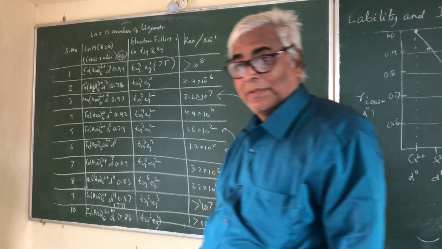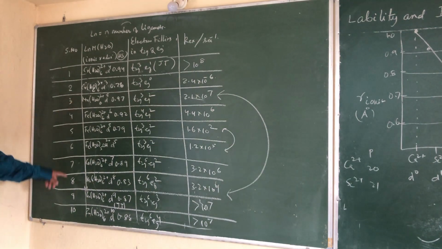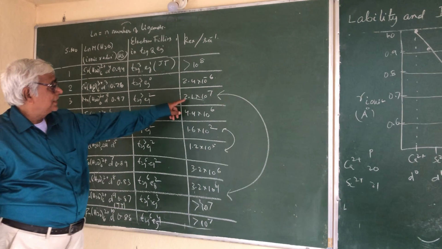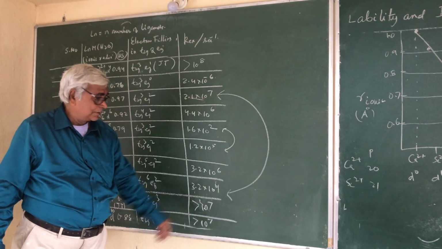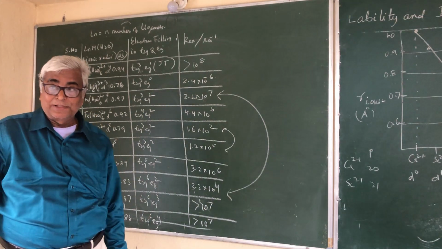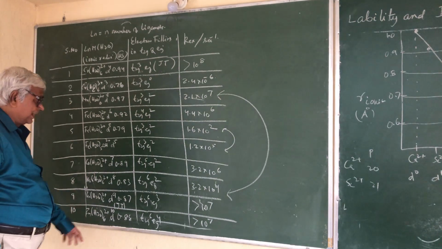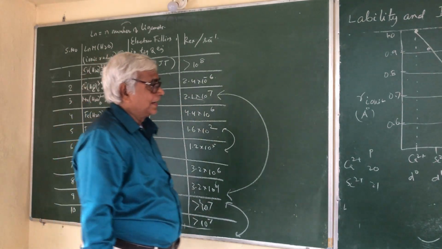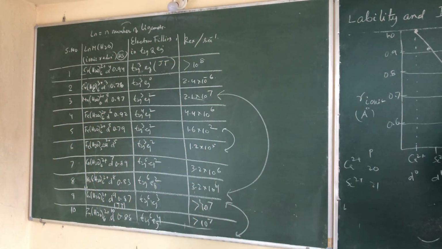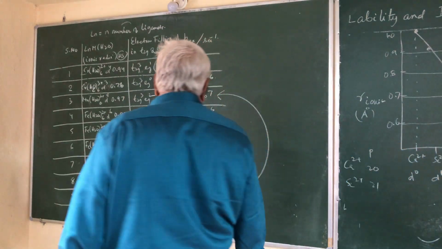Therefore, the lability should decrease. So manganese should be most labile and nickel should be least labile. The rate constant is decreasing by 10 to the power 3, which means 1000 times. Now in copper and zinc there is again an increase. From copper to zinc there is an increase in exchange rate constant. Here there is again an increase in ionic radii. So increase in ionic radii means increase in exchange rate constant. So lability is again increasing.